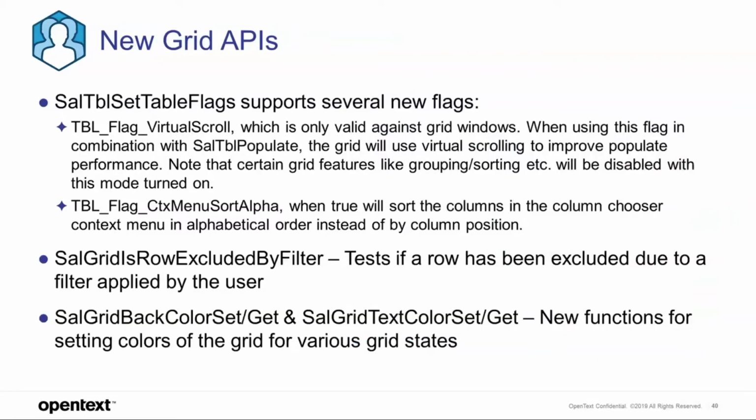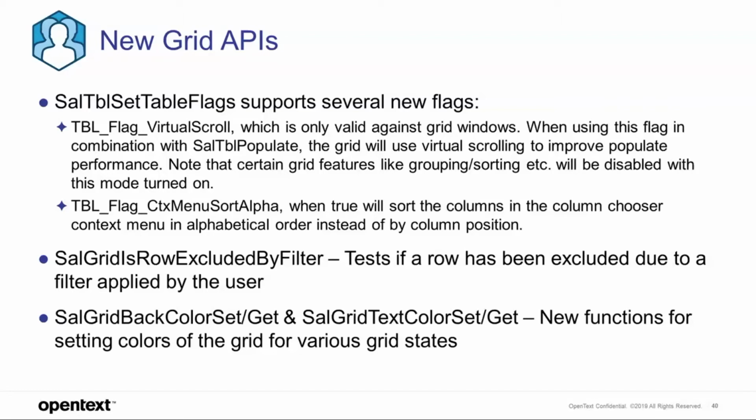We have several new grid APIs. We have SalTblSetTableFlags with several new flags. Table flag virtual scroll, which is only valid against grid windows, helps to improve performance for populating larger data sets. And in the column chooser of the grid, you can have the columns sorted alphabetically instead of by column position.